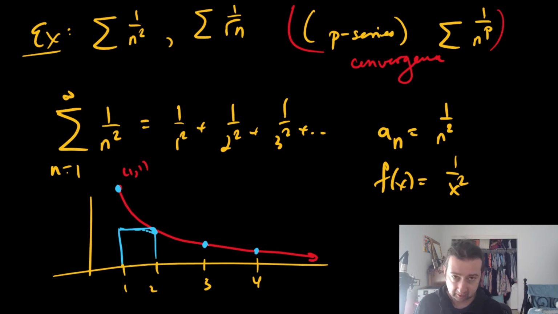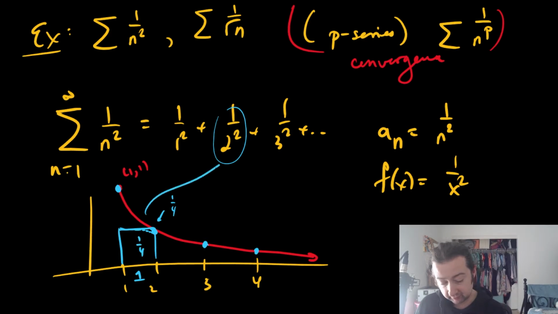And that rectangle has area, well, its width is 1, and its height is whatever the value was at 2 here, which was at height 1/4. Notice that corresponds to this term right here. So the area of this thing is 1 times 1/4, which is just 1/4. So the area of this rectangle corresponds to that term in the series.